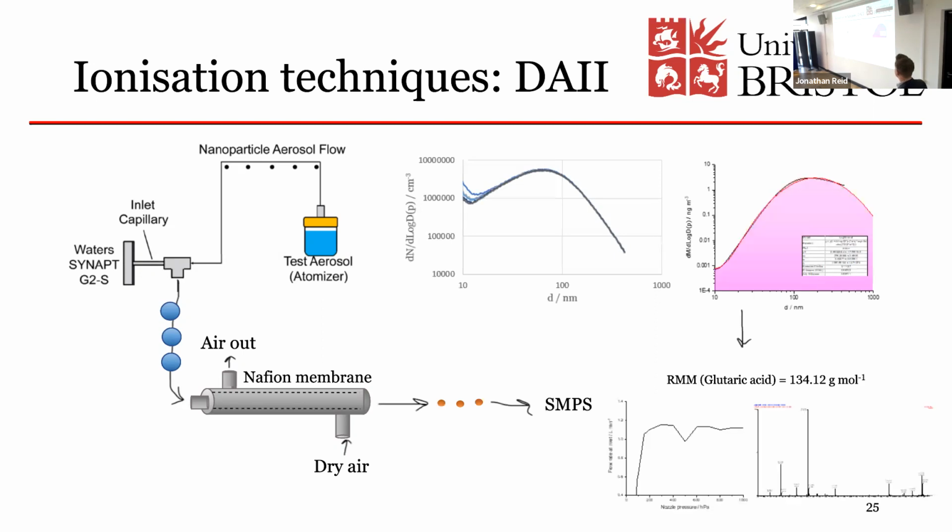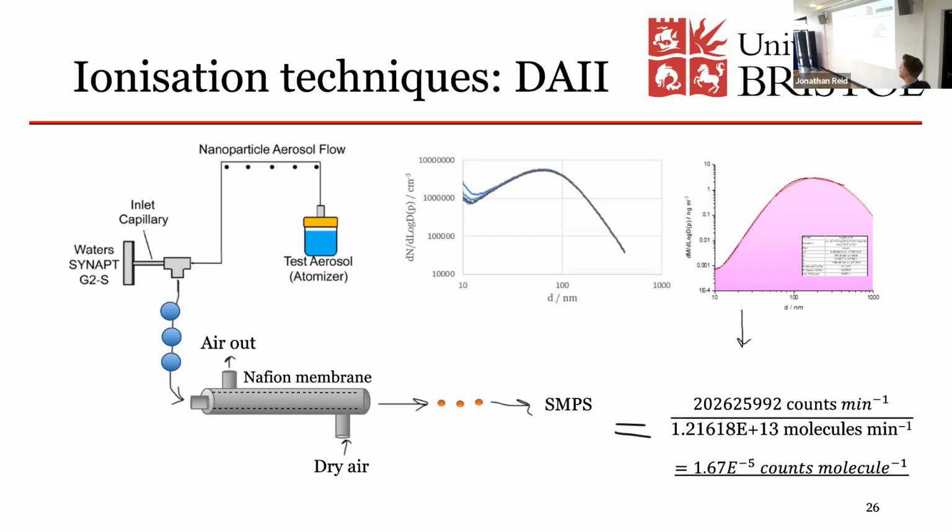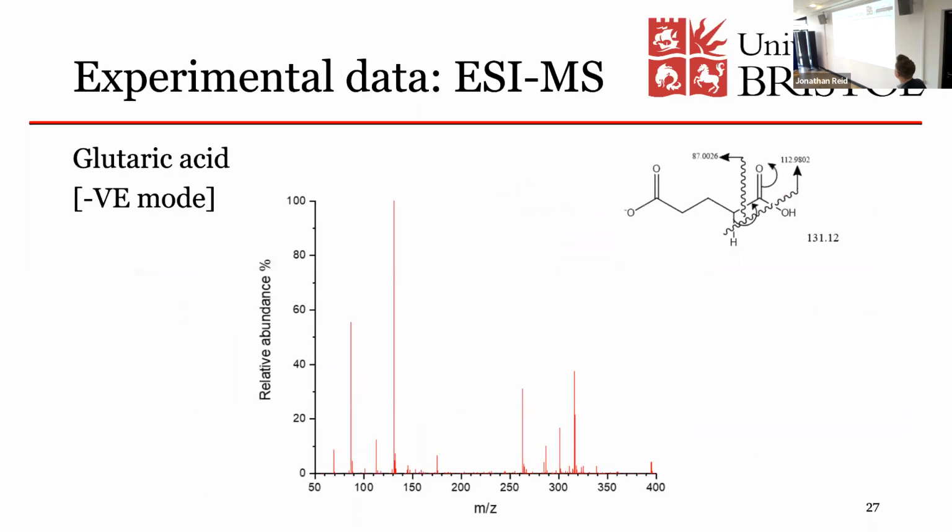We're also able to calculate the total mass flow rate as a result by looking at this distribution, and knowing the relative molecular mass of glutaric acid. We can also calculate the counts that we see in the mass spectra per molecule that we actually gather through the SMPS as well.